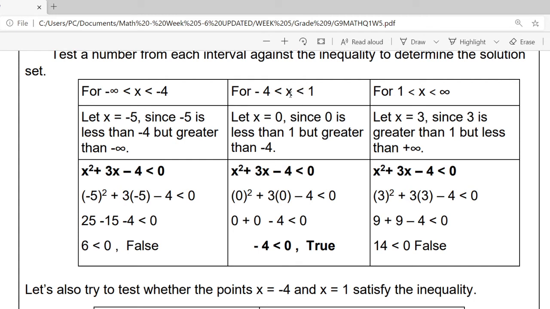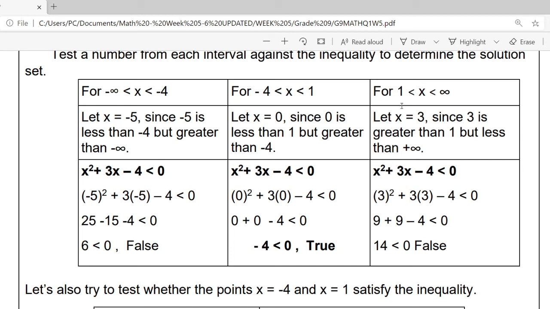Any number from this interval, if you substitute it into this quadratic inequality, the answer must be true. Okay, next. How about from this interval? What are the values of x? The values of x are 2, 3, 4, 5, 6, 7, 8, 9, 10, and so on. It should be greater than 1.